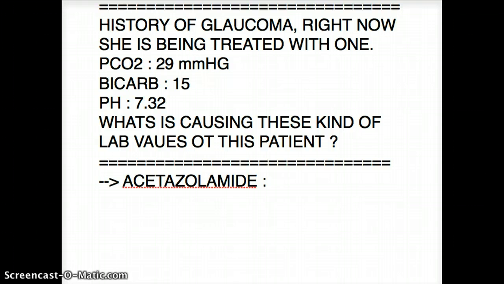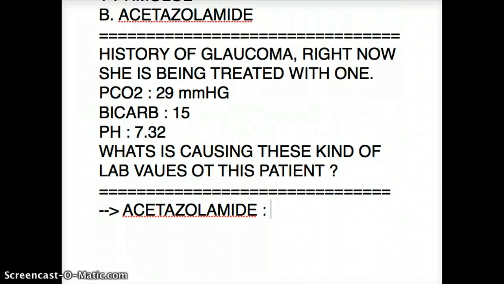So you should be thinking about which drug is causing metabolic acidosis. The one that pops in my mind is acetazolamide, and that's because it is an inhibitor of carbonic anhydrase, so it decreases the level of bicarb in the blood. As a result, it causes an increase in acidosis. It causes a hyperchloremic acidosis, to be exact. So this is the only one that causes metabolic acidosis.